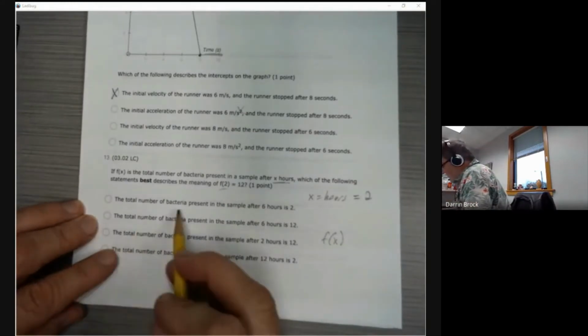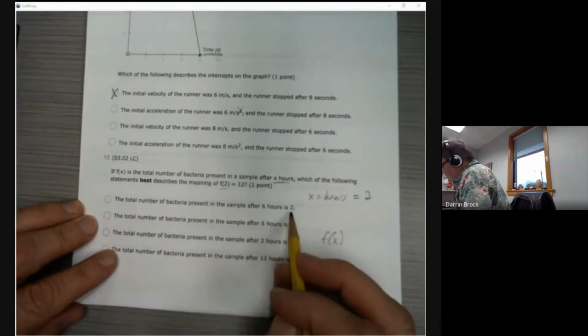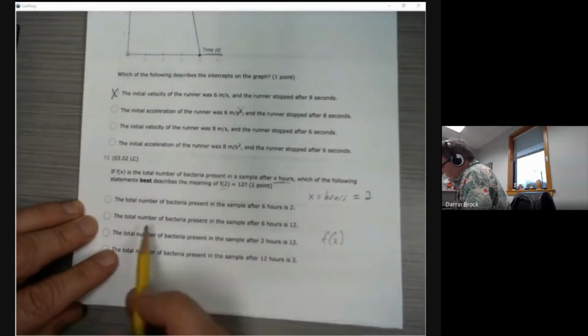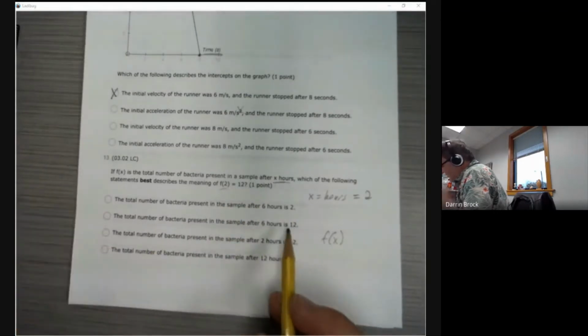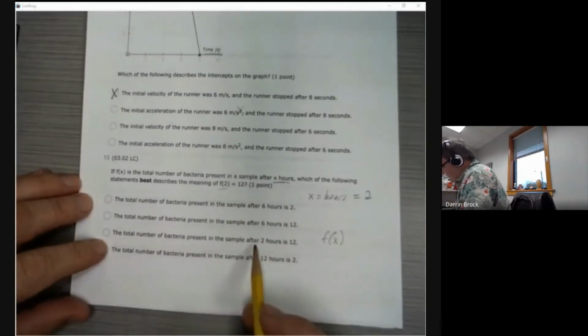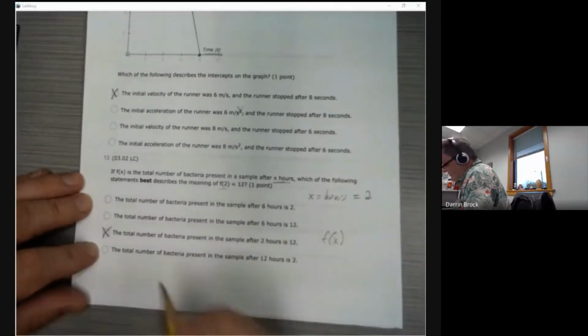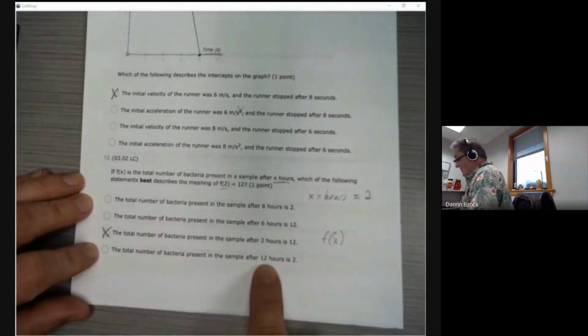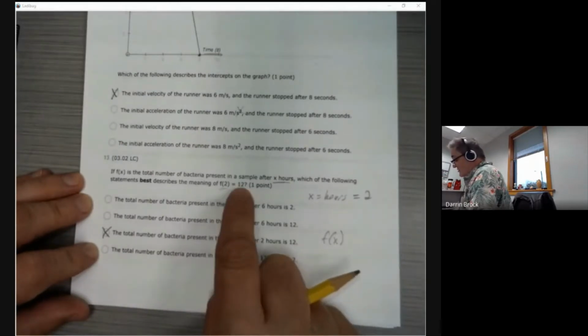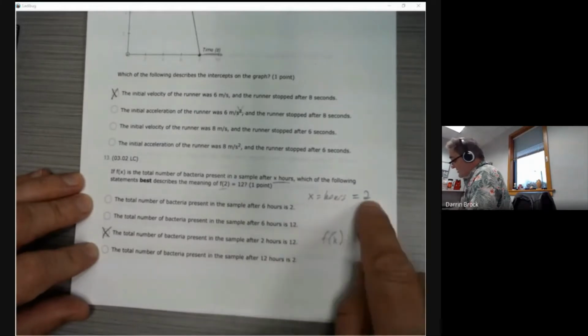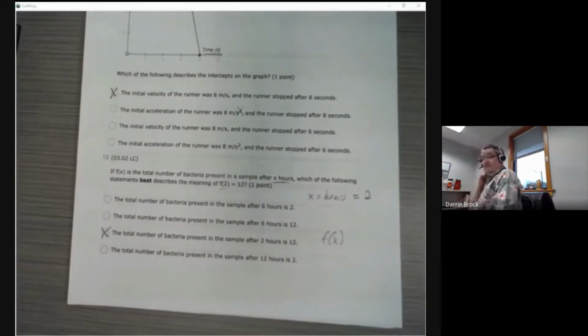So this says the total number of bacteria present in the sample after 6 hours is 2. No. It's not 6 hours because it's f of 2. The total number of bacteria present in the sample after 2 hours is 12. 2 hours equals 12. That's what we want. Total bacteria present in the sample after 12 hours is 2? No, hours is the x, and it's f of x, so x is 2. 2 hours equals 12. All right, let's move on.